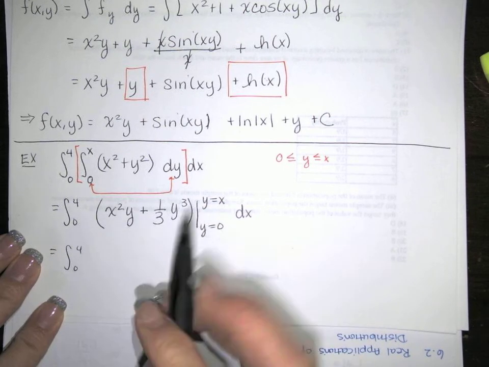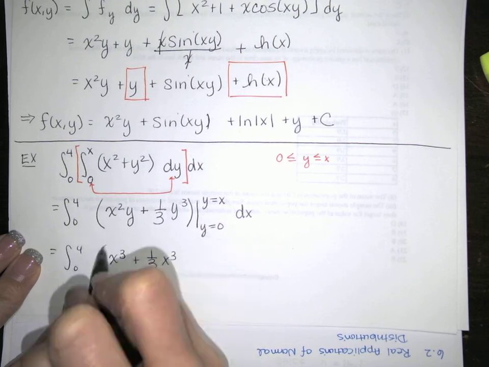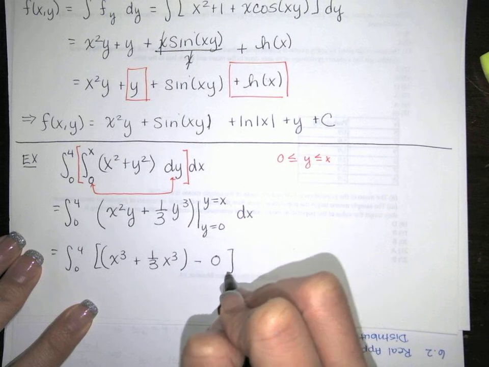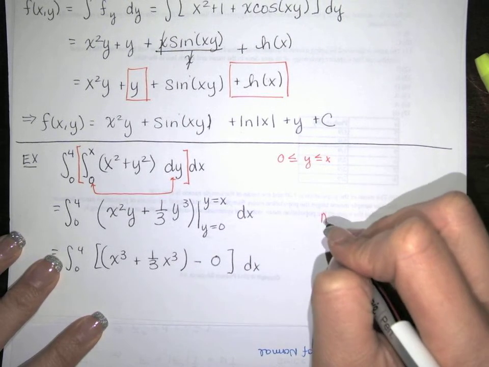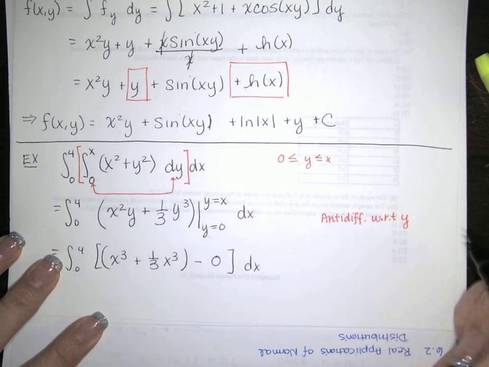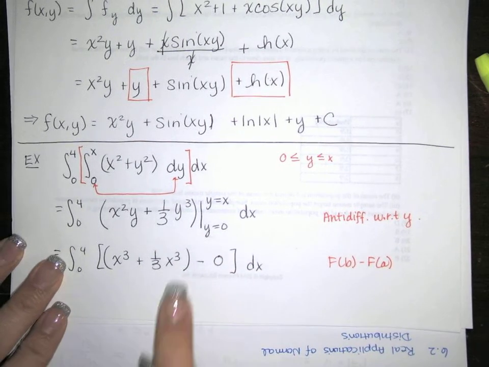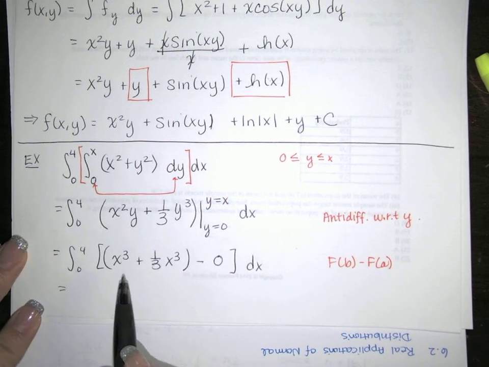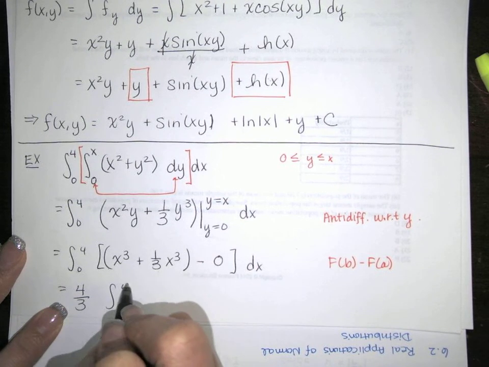So I replace y with x, and I get x cubed plus 1/3 x cubed. And then I replace y with 0, which gives me a 0, and I just subtract. So we anti-differentiate with respect to y, and then we use the fundamental theorem for y, replace y with 0, replace y with x, and subtract. And now we've got 1 plus 1/3 x cubed, that's 4/3 x cubed, so I'll bring out my 4/3.